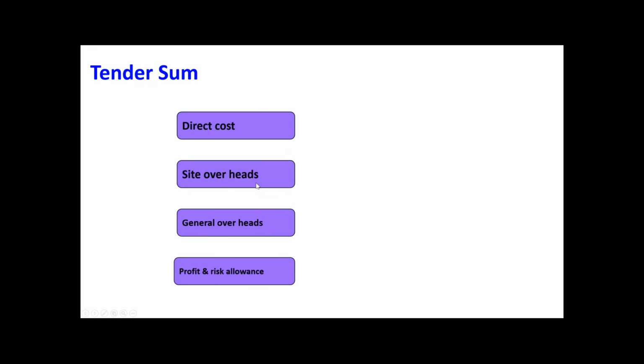Okay, now we have to understand direct cost, site overhead, general overhead, and the profit and risk allowance. These are the different headings we have to go through throughout the lesson. Let's understand how the tender sum was defined here. Say the direct cost and the site overhead together, we can say construction cost.